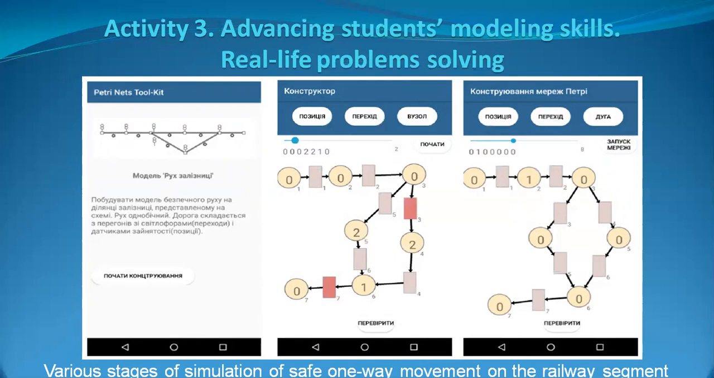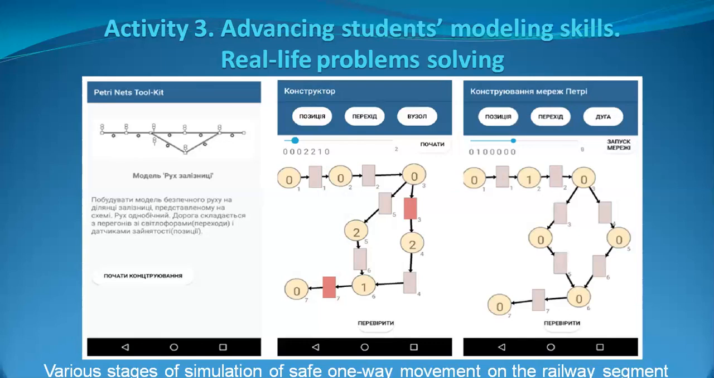For instance, it might be the problem of simulation of safe one-way movement on the railway segment of the given configuration, which you can see on the screen, which consists of arrival drives with semaphores and indicators of occupation. To provide effective modeling and simulation activity, it is relevant to encourage trainees to analyze the given configuration of the road and to determine the purpose of places and transitions they need, how to join them to obtain the necessary shape of the road, what kind of initial marking to assign, etc.